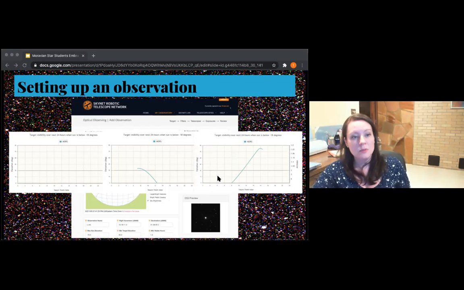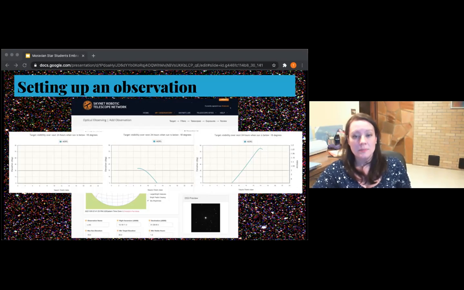And so make some more adjustments. And now you would have a good seeing profile. Here we can see that there's a lot of target visibility during the time when we would want to take these observations. And so this would tell us that our observation is good to go.